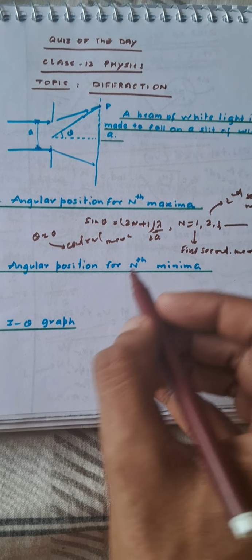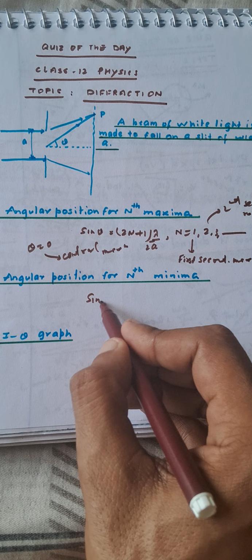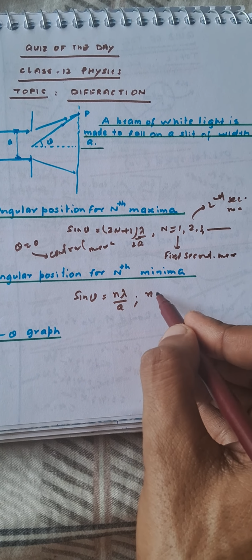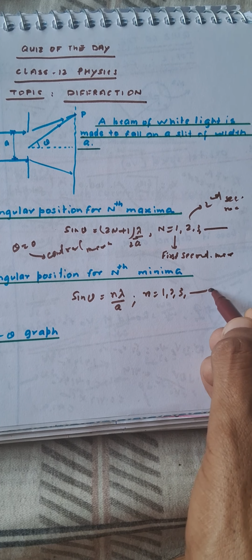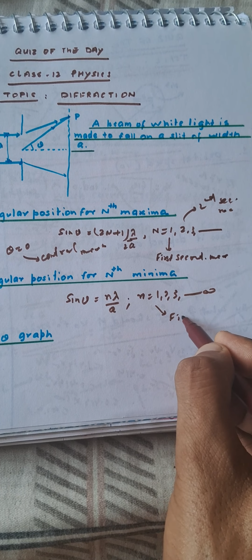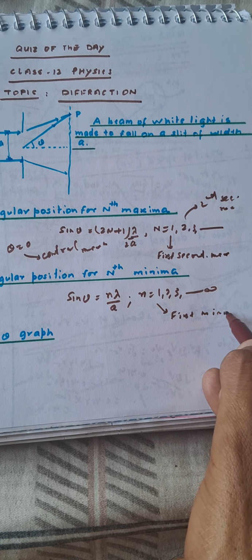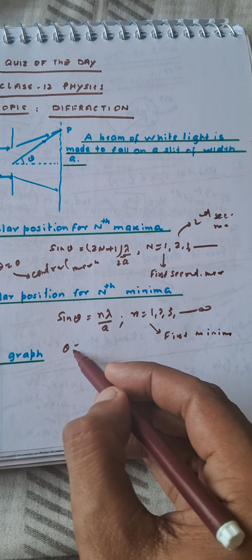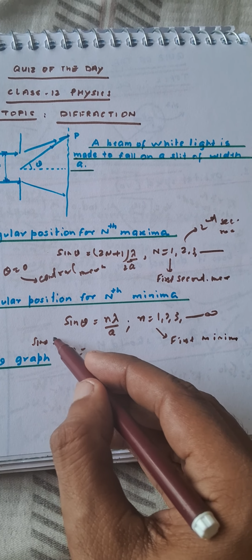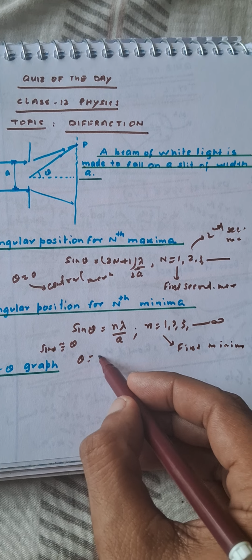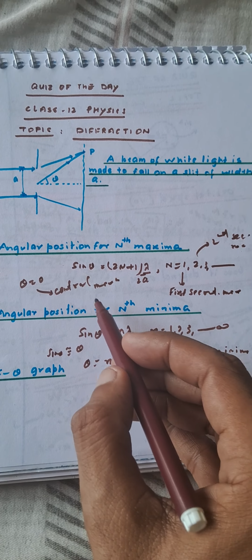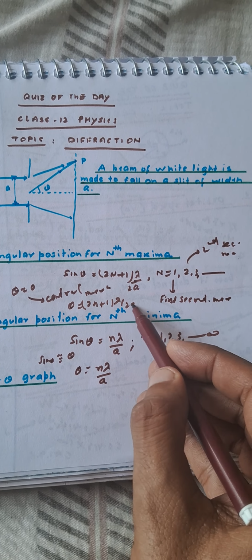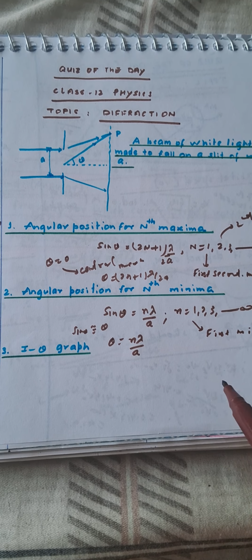Next is angular position for nth minima. So this is given by sin theta equals n lambda by a, and here n also starts from 1 to 3 up to this. So this is corresponding to first minima. So from here angular position, sin theta can be approximated to theta. So theta can be written as n lambda by a over here, and theta can be written as (2n plus 1) lambda by 2a over here. So these are the analysis for that.